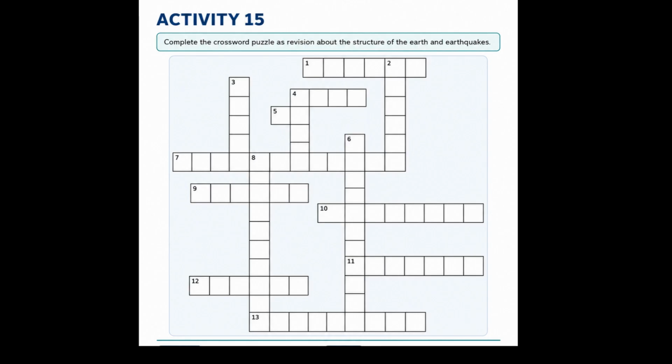Across 9. Diverge. When tectonic plates move away from each other, we say they diverge. This movement can create rift valleys or allow magma to rise between the plates. The answer is diverge.